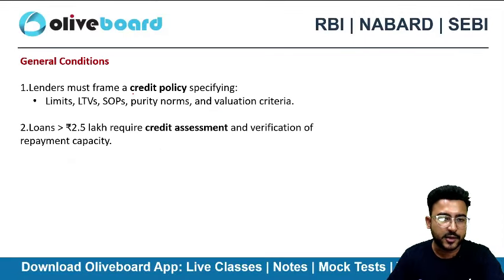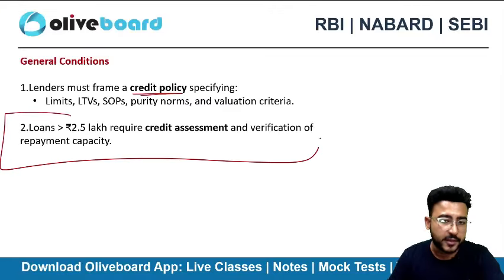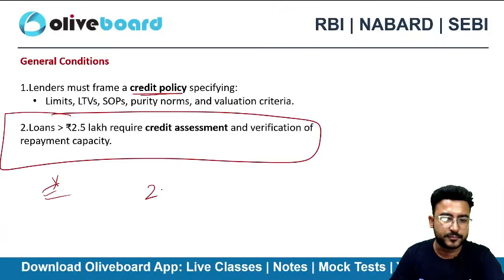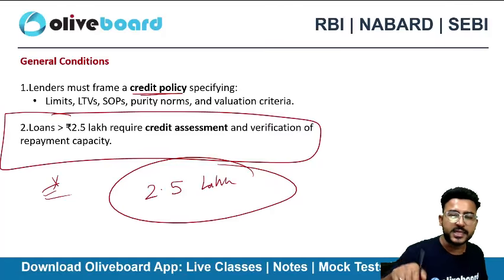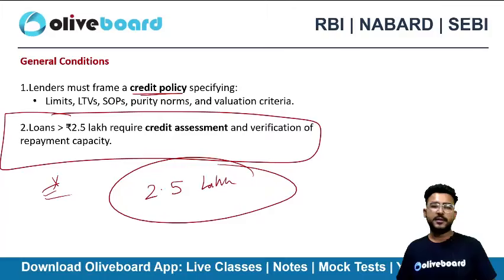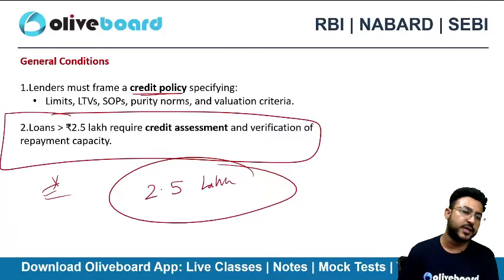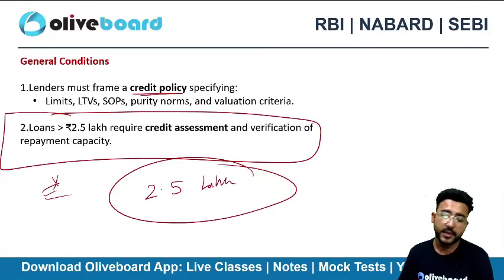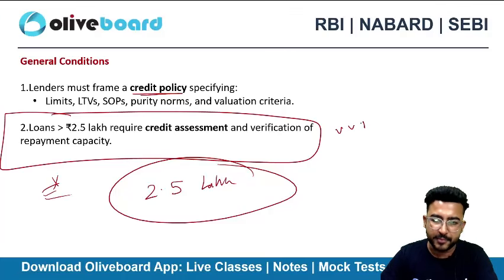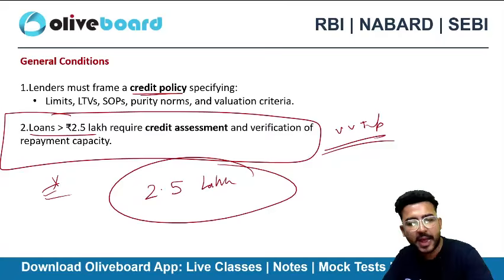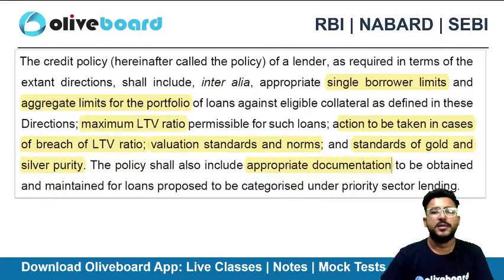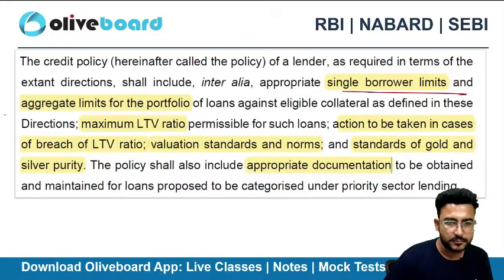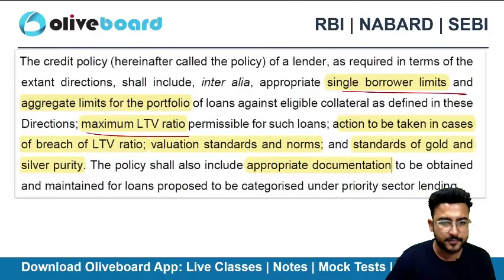The lender must have a credit policy. This can be important. If the loan is above 2,50,000, it requires a credit assessment, and a verification of the repayment capacity of the customer as well. This is very, very important, a high probability area from which a question can come. A loan exceeding 2.5 lakh requires a credit assessment and verification of repayment capacity. Please do remember this. If it's a single borrower, a maximum LTV ratio is also there.